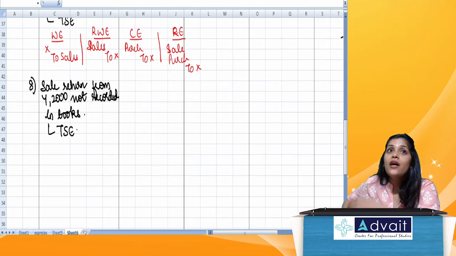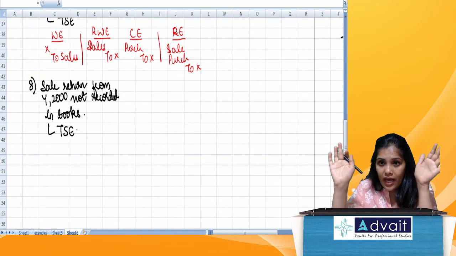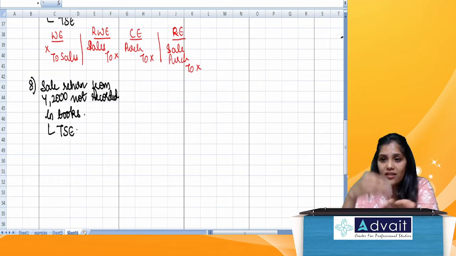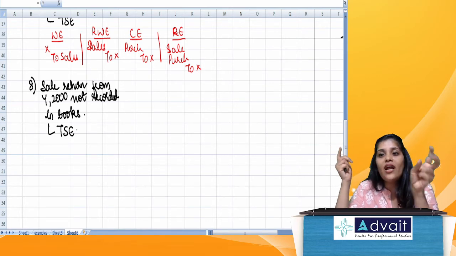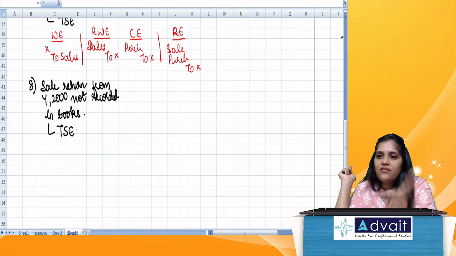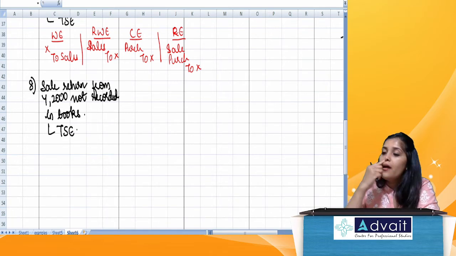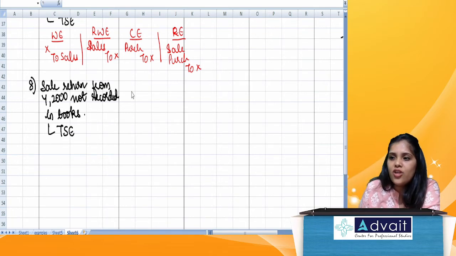If I have completely forgotten to write, this means I have to write the journal and pass the entry of the ledger also. This means I have completely forgotten. Therefore, I'll write both the aspects. That is why it is a two-sided error. Now, think and tell me, so what entry should I write for sales return?